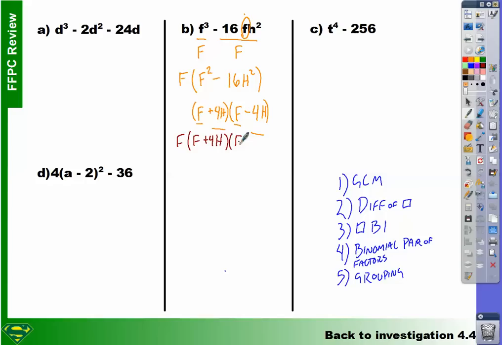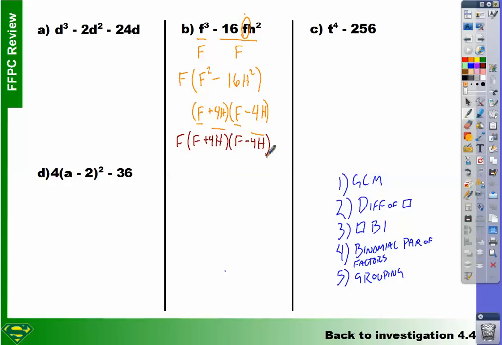Times the quantity f minus 4h. All right. Now, we can factor it more if and only if we have something squared. Do we have any squared terms? 4 is a perfect square. However, is H a perfect square? No. Is F a perfect square? No. So we are done.